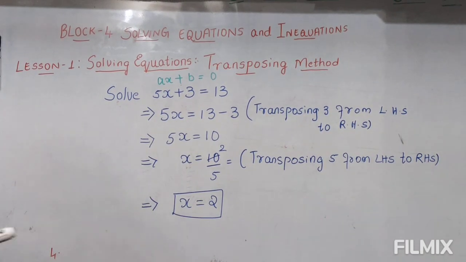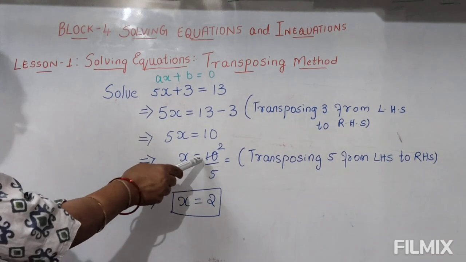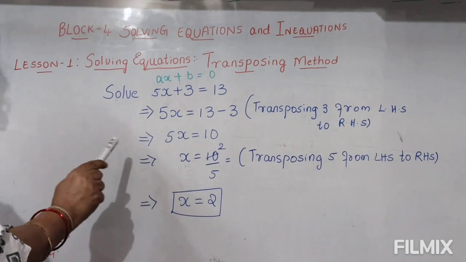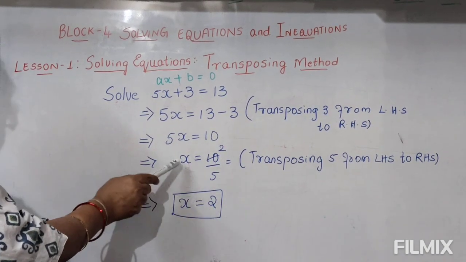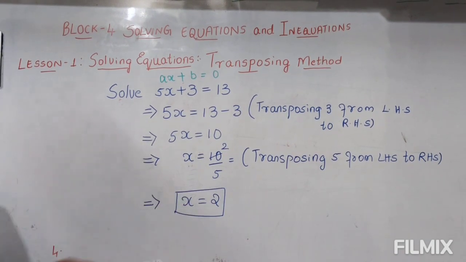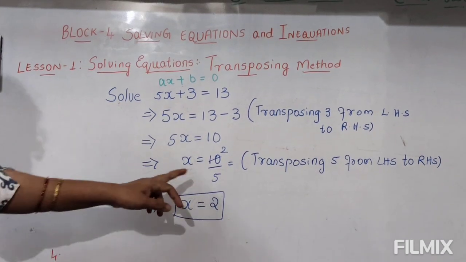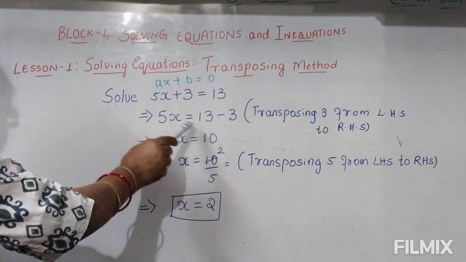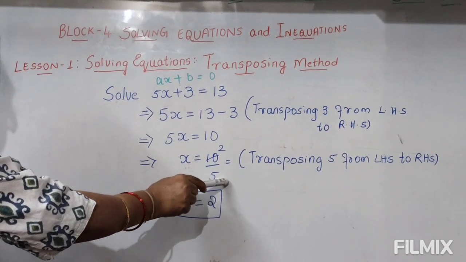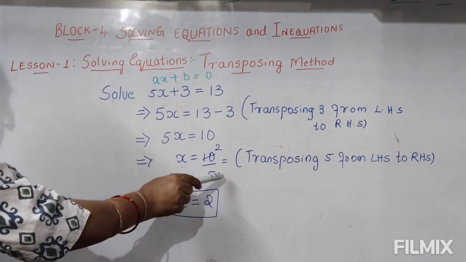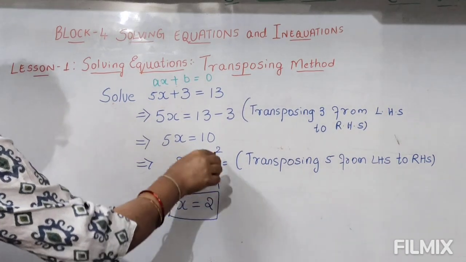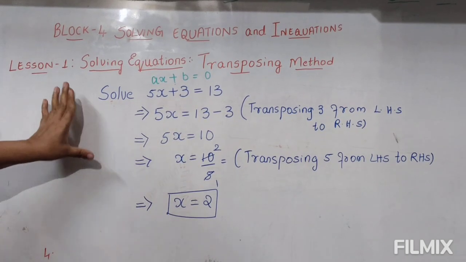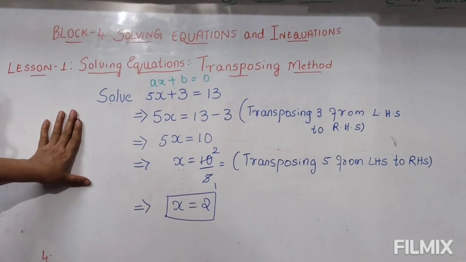Now, once again, I am applying the transposing method here. x is equal to 10 by 5, and multiplication becomes division. Transposing 5 from the left hand side to the right hand side, when multiplication is there, it changes into division. x is equal to 10 by 5. 5 ones are 5, 5 twos are 10. Therefore, x is equal to 2. This is how you solve linear equations by the transposing method.